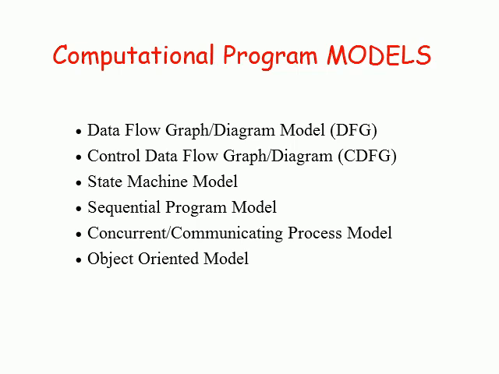In this we are going to study the finite state machine model also. Fourth one is the sequential program model, which includes a flowchart. Fifth one is the concurrent or communicating process model. And the last one is the object oriented model. So let us discuss these programming models one by one.